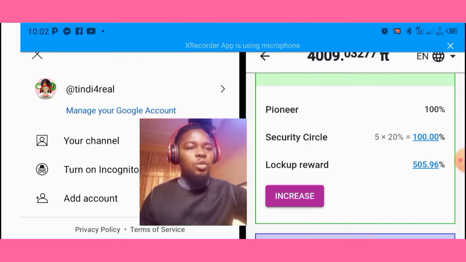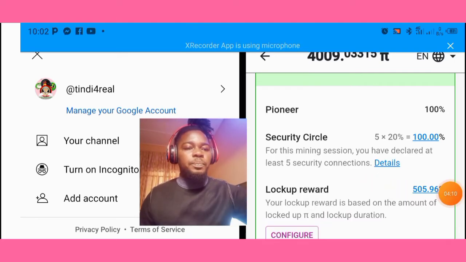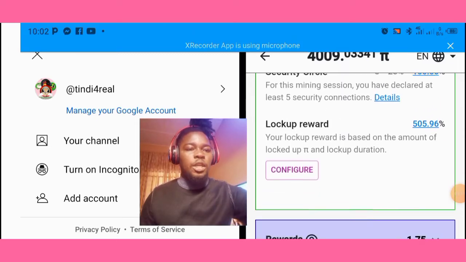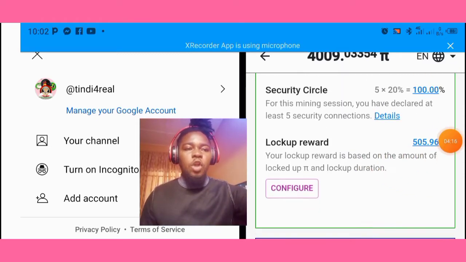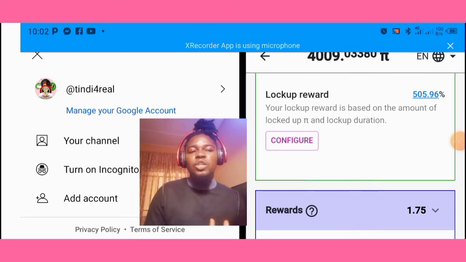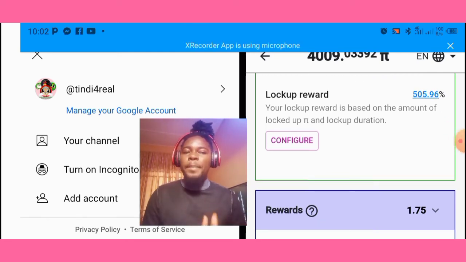So let us now look into another side of it, which can actually increase your mining rate. And at this section, we're going to be talking about lockup. The lockup, the ability for you to lock up some coins. Now your lockup reward is based on the amount of locked up Pi coins and lockup duration.